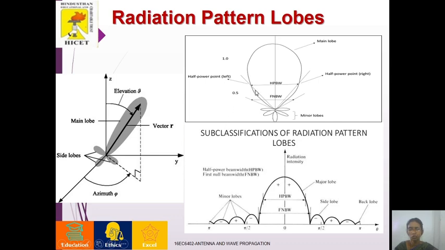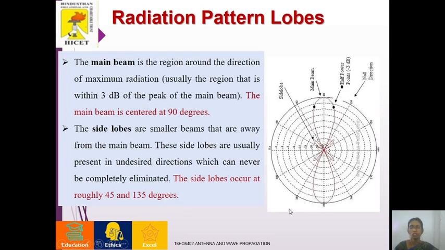So here two different classifications of the radiation pattern are shown. One is three-dimensional pattern, other is a two-dimensional pattern. In two-dimensional pattern, you can observe the back lobes and side lobes are present on either side of your major lobe. So major lobe is the region around the direction of maximum radiation, which is usually the region that is within the 3 dB of the peak of the main lobe. The main beam is centered at 90 degrees in this diagram. So direction of maximum radiation is 90 degrees here and 270 degrees down.